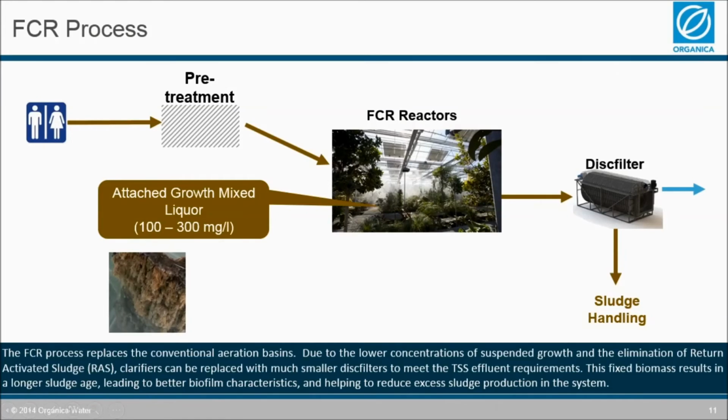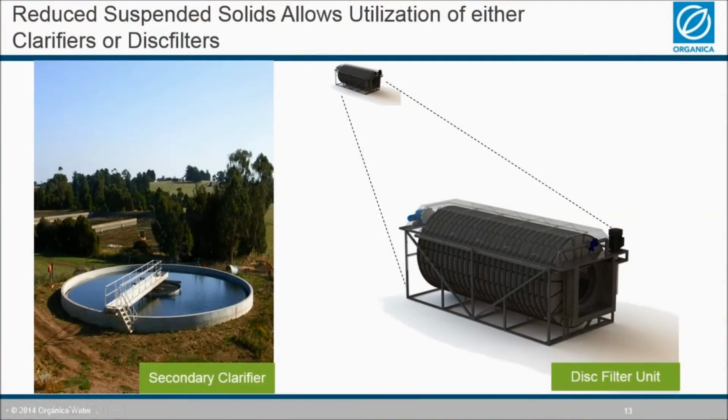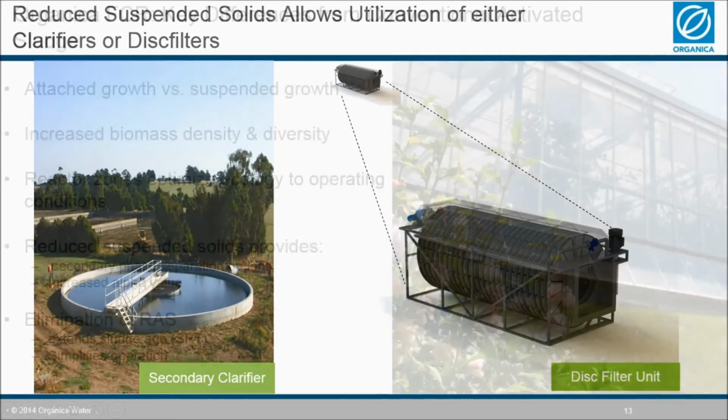So that elimination of the RAS stops the proliferation of the suspended growth organisms because they don't get returned to the reactor, but it also extends the effective sludge age of the biomass in the system. That longer SRT becomes important as it reduces the sludge production coming out of the system. And it also simplifies the operation with one less variable to manage in the process. So again, lower solids concentrations allows the use of a disc filter in place of a clarifier to save space.